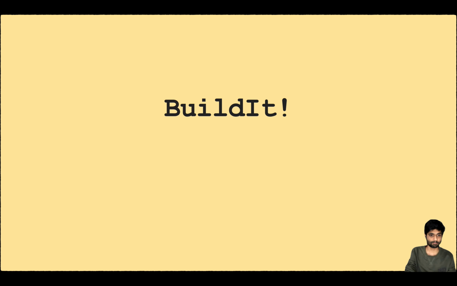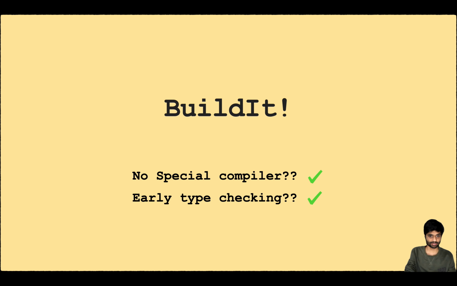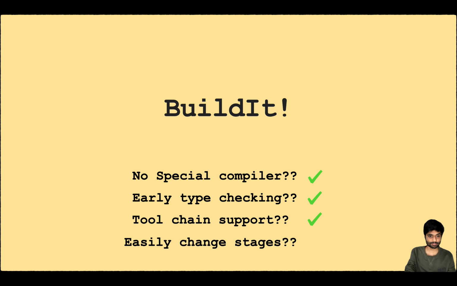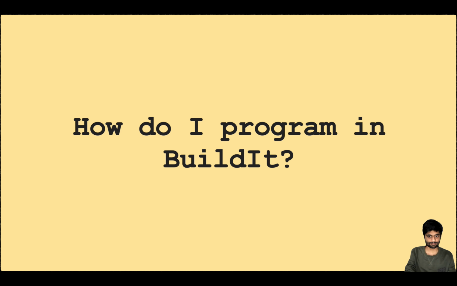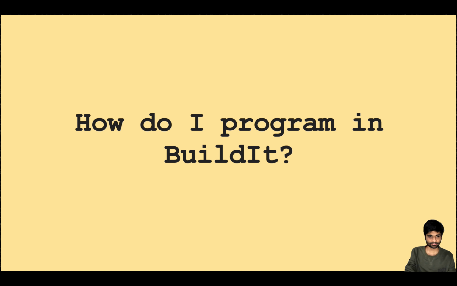That brings us to BuildIt, which is lightweight, so it works just like a library and doesn't require a specialized compiler, provides early type checking and toolchain support, and most importantly, allows us to move between two stages very easily. If that seems exciting, let us see how one would write multi-stage programs with BuildIt.